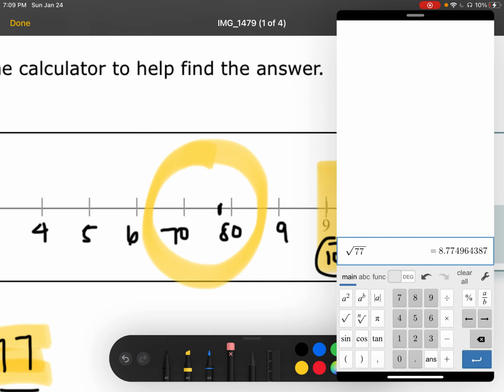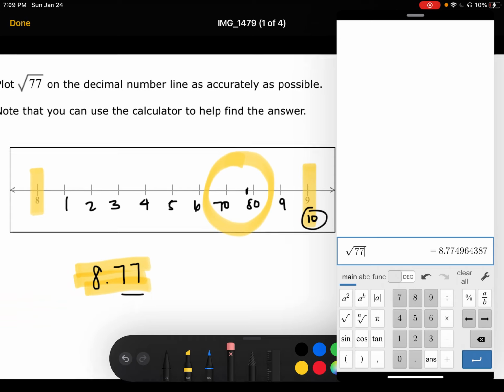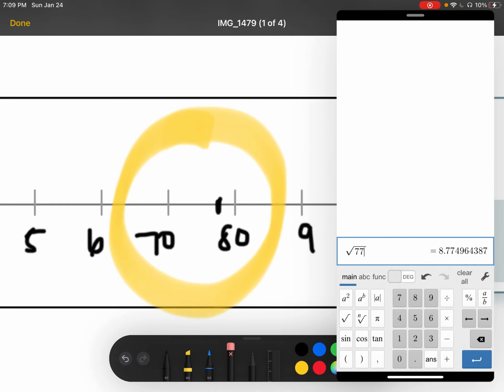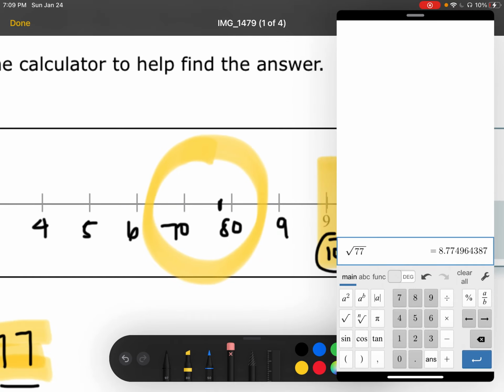So when you plot this, I don't know how specifically on here it wants it. I know that you're going to have to do in between those two numbers, in between these two parts, but I don't know exactly how specifically it's going to want you to do that.